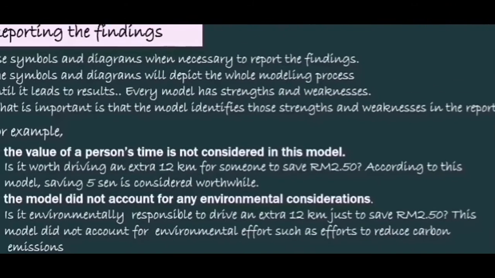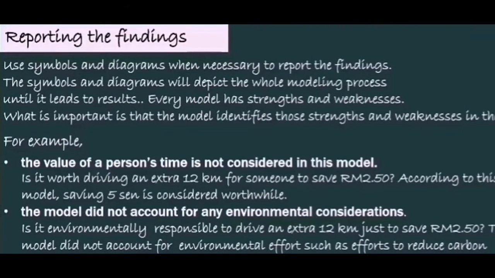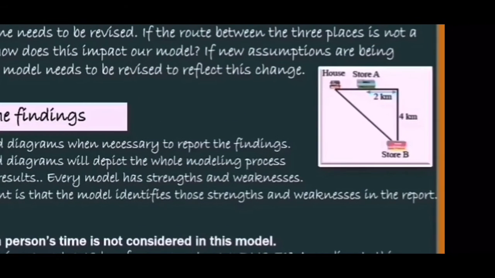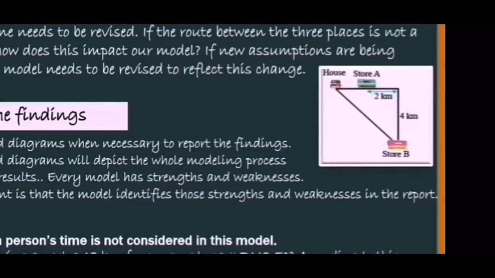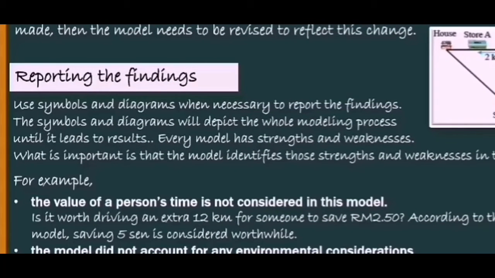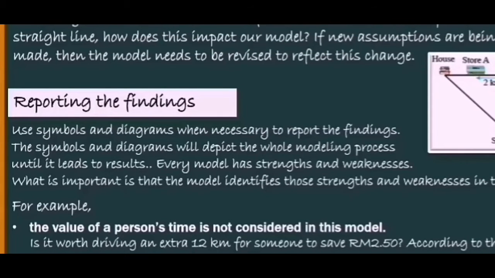Next, we can refine the mathematical model. The assumption made regarding the route between the house, Store A and Store B being a straight line needs to be revised. If the route between the three places is not a straight line, like a triangle, how does this impact our model? If new assumptions are being made, then the model needs to be revised to reflect this change.